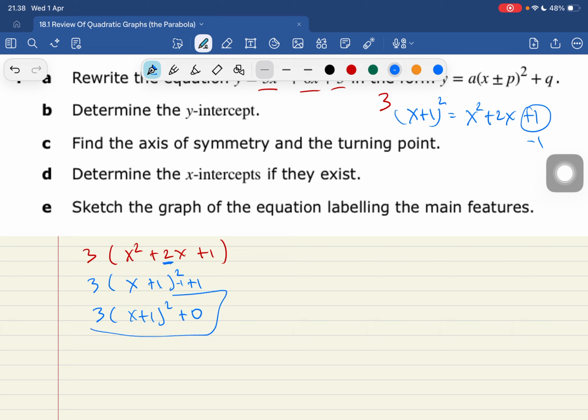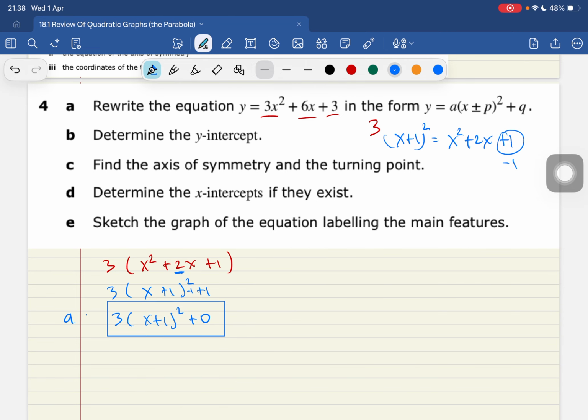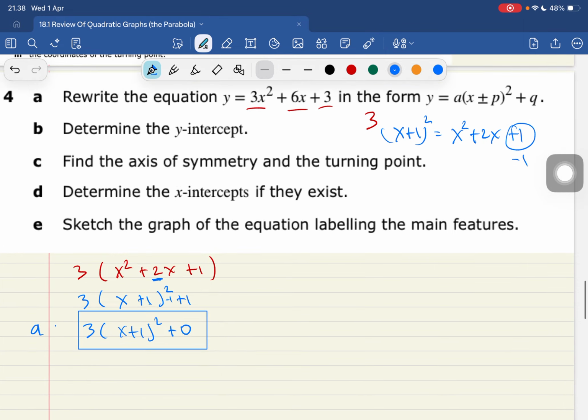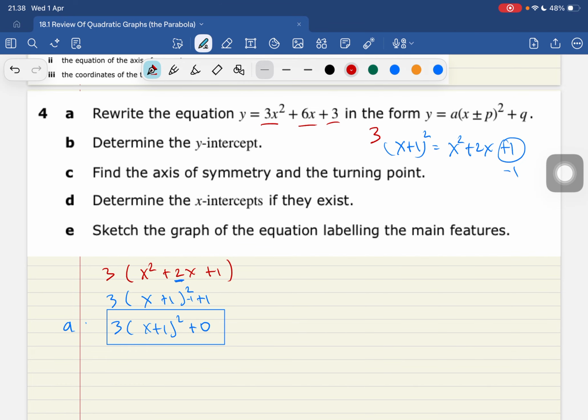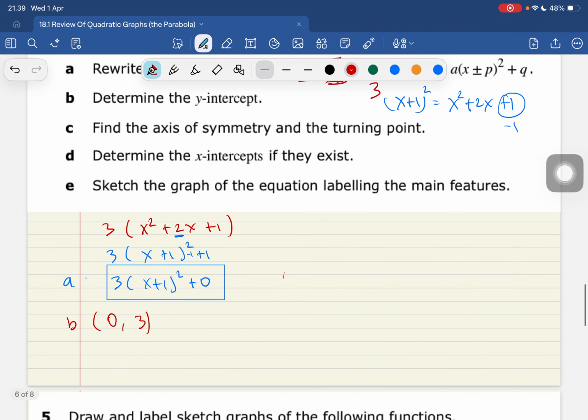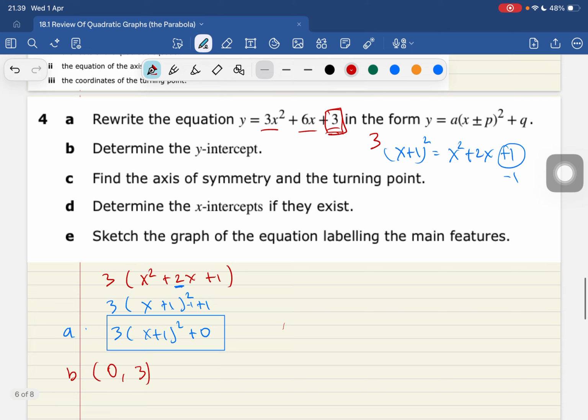We got the rewrite. Now B: determine the y-intercept. When x equal to 0, y is going to be 3. This is the y-intercept. Next, find the axis of symmetry and then the turning point.